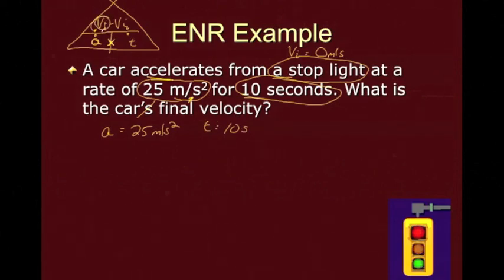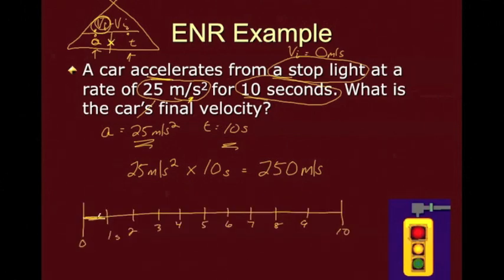Looking for final velocity up here. So it gave us an initial velocity, which is 0. So whatever we get is going to be our final velocity. The two pieces of information they give us are acceleration and time. If we plug it into the formula triangle, it's going to be 25 meters per second squared times 10 seconds. It's going to give us a final velocity of 250 meters per second. So what that's saying is for 10 seconds, that car's going to accelerate every second 25 meters per second.